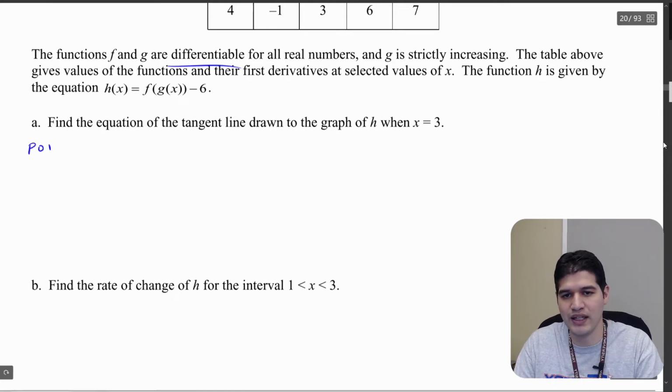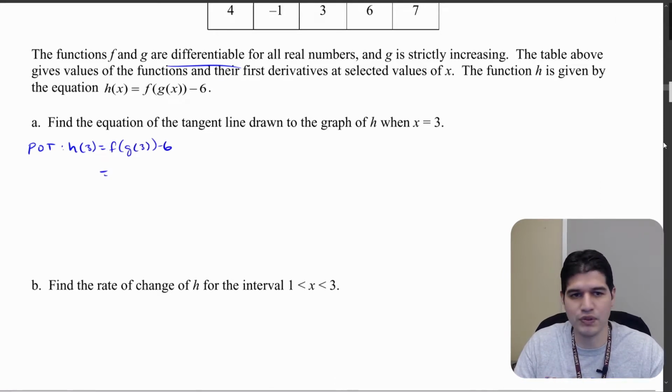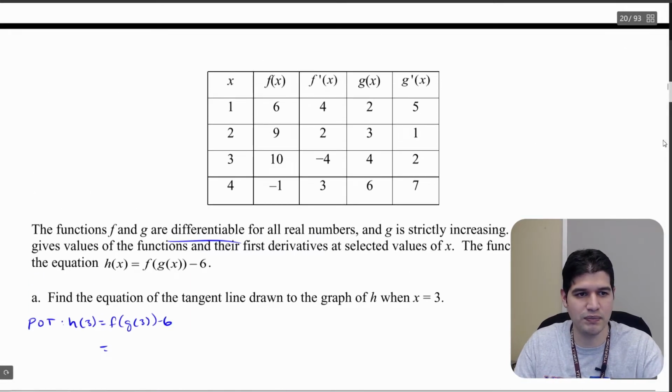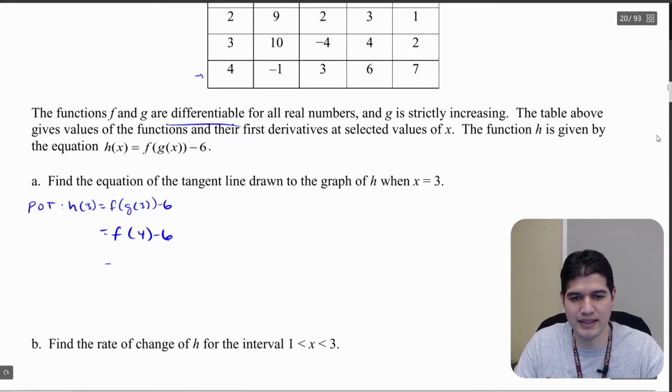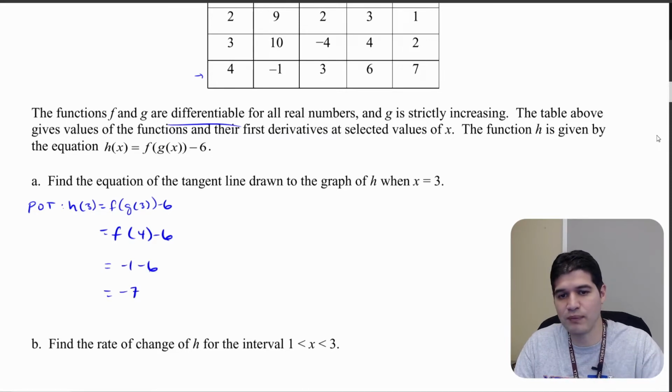First, we need the point of tangency. In order to find the point of tangency here, we need h of 3. So f of g of 3 minus 6. I'm going to follow the table. So g of 3 here is going to be 4. Now I'm going to write down f of 4 minus 6. And f of 4, following the table, is going to be negative 1. So I get negative 1 minus 6, which is negative 7. All right, so now I have my point of tangency.